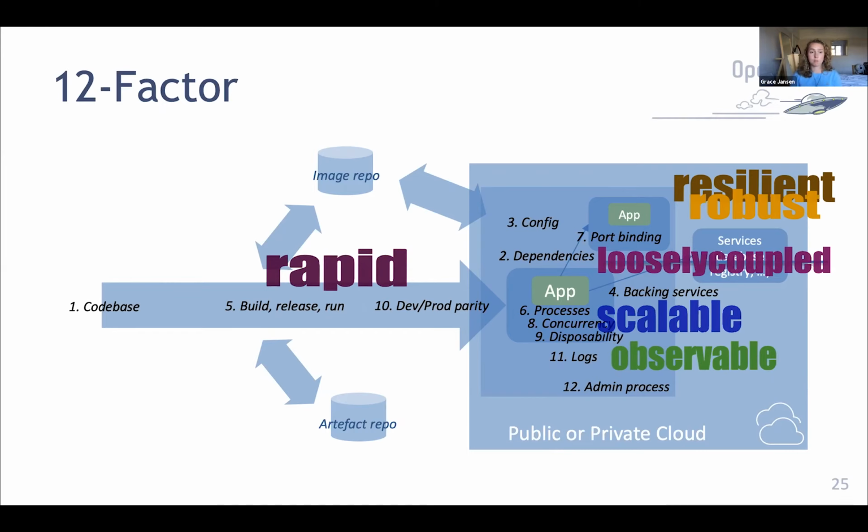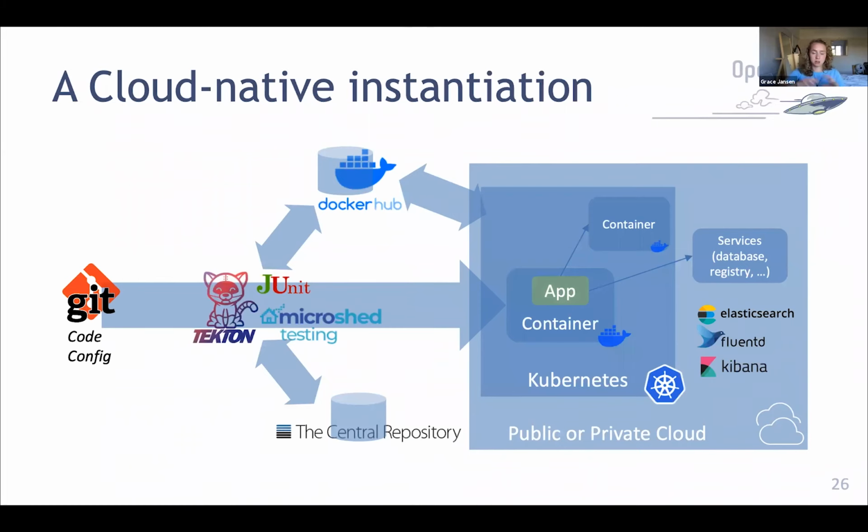But the 12-factor app methodology is quite generic, it's not technology specific. So I've linked it to a few open source technologies and tools that you can utilize when you're trying to go cloud native so that we can enable these characteristics and these 12 factors. Again, this is just a generic application, and I've applied those technologies that you might want to utilize if you're trying to achieve those 12 factors and thus the essence of cloud native through those characteristics.